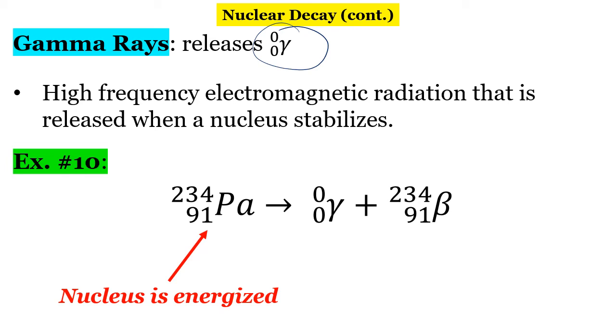So these are really easy to spot because notice the protons are the same. So the reactants and the products are the same. And then the mass is the same on both sides. So gamma rays are easy to spot because it's just 0, 0.